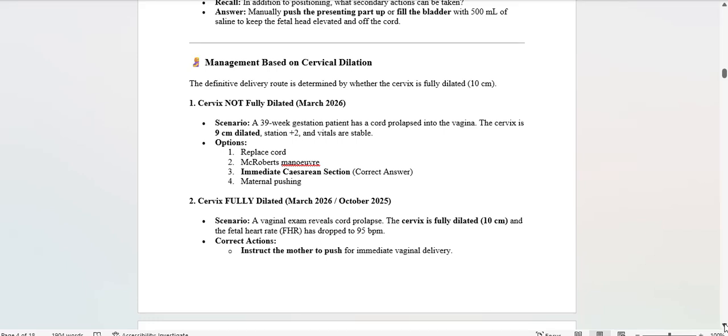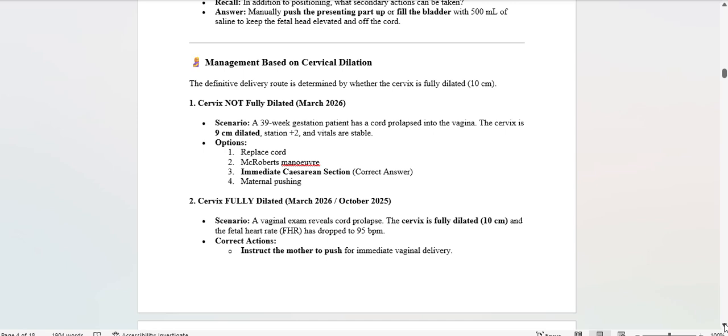In these questions, I don't think they use any trick. It's very simple. Delivery route is determined by whether the cervix is fully dilated. Okay, that is a very important point, right? As I told you multiple times. A 39-week gestation patient has a cord prolapse into the vagina. The cervix is 9 centimeter dilated. Station plus 2. Plus 2 station is always a good station, right? And vitals are stable.